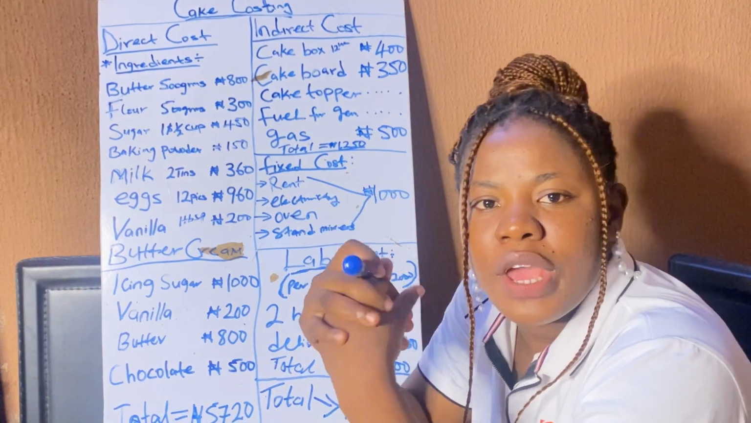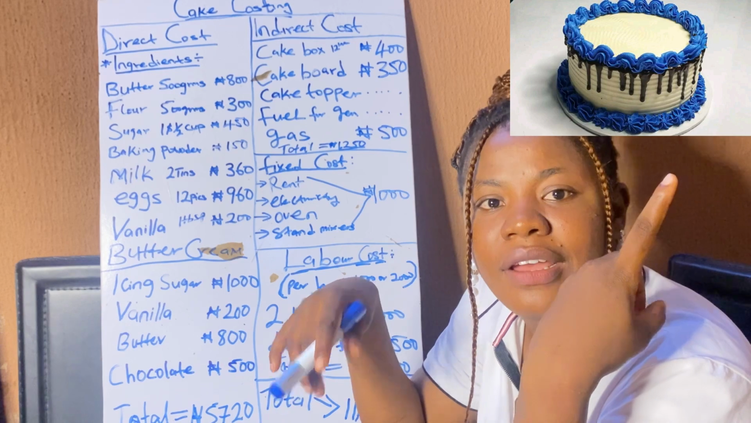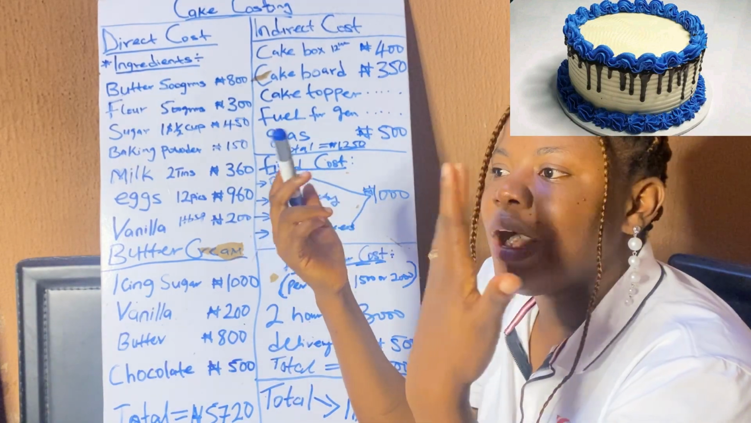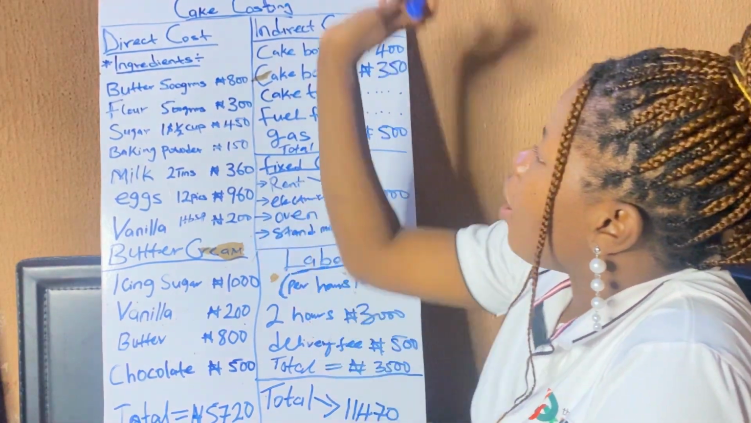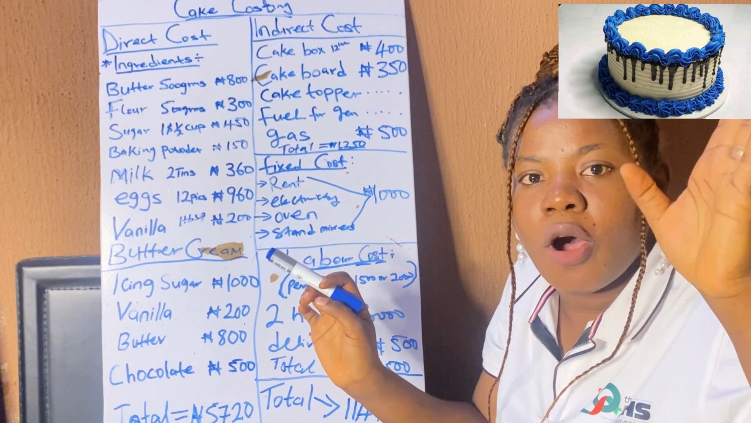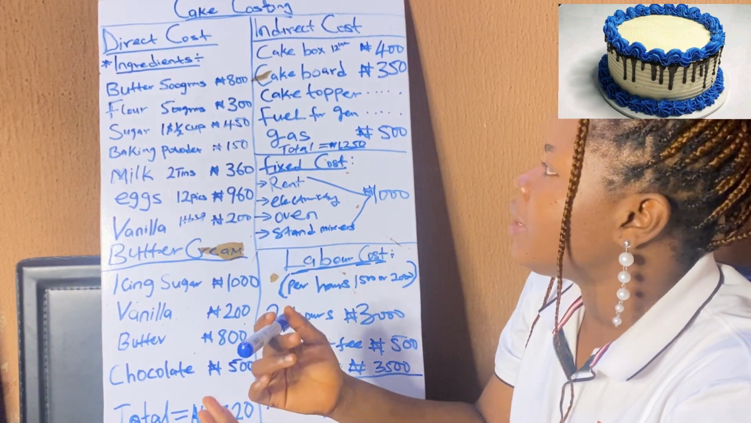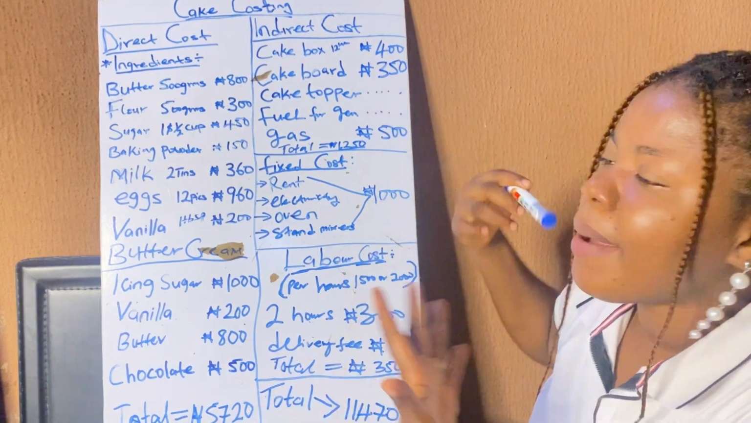But the cake we are going to be dealing with, I'll show you over there. This cake we are going to do justice to. The cost we are working out here is for this cake you're seeing up there. So the number one thing I'm going to consider first are my direct ingredients. What are my direct ingredients?